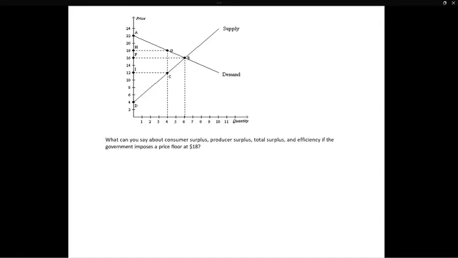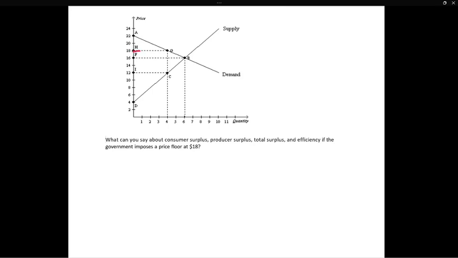In this example, we will see what happens to consumer surplus, producer surplus, total surplus, and market efficiency when the government imposes a price floor. In this example, the price floor is set at $18.